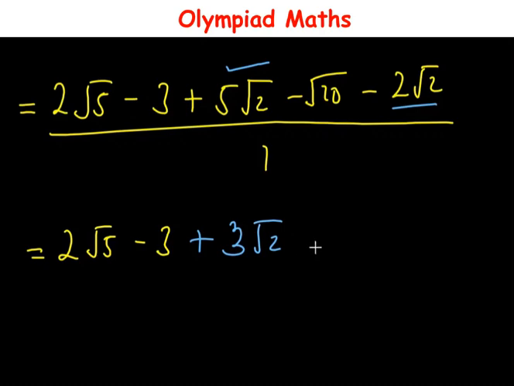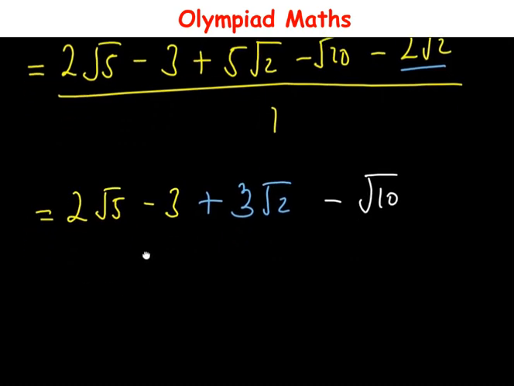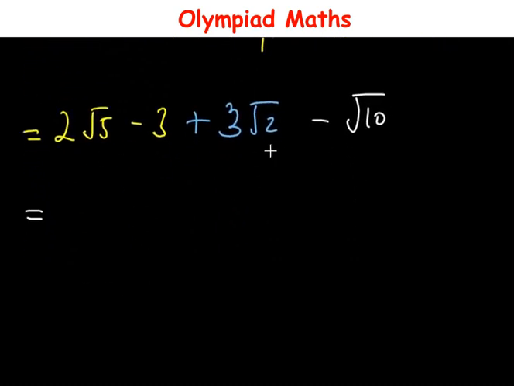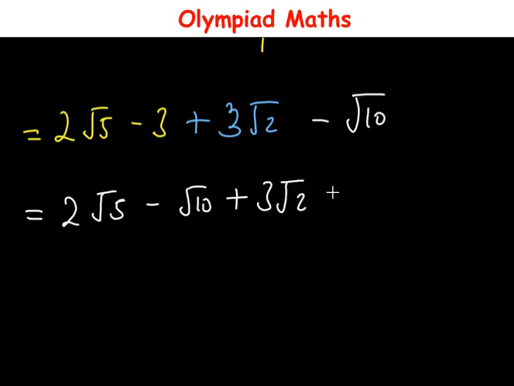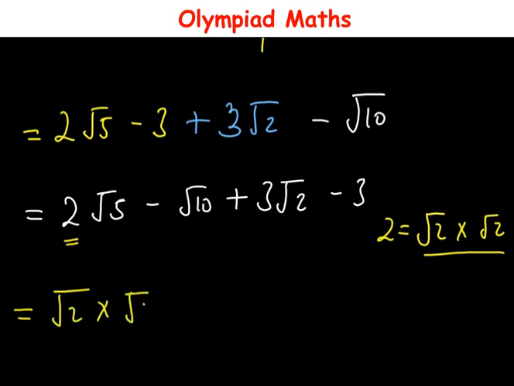Then we have minus root 10. Simplifying this further, let us rearrange this such that it becomes 2 root 5 minus root 10 plus 3 root 2 minus 3. From here, we can express this 2. 2 can be written as root 2 times root 2. Root 2 times root 2 is equal to root 4. The value of root 4 is 2. So in place of 2, we can bring in this. So this then equals root 2 times root 2.